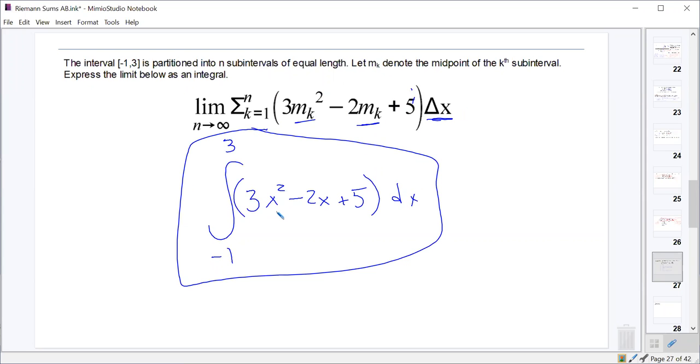And so this integral could be expressed as this limit, or this limit could be expressed as this integral. And these are equivalent based on this interval that we were given. If I said the interval from -1 to 4, the only thing that would change would be -1 to 4. Does that make sense?